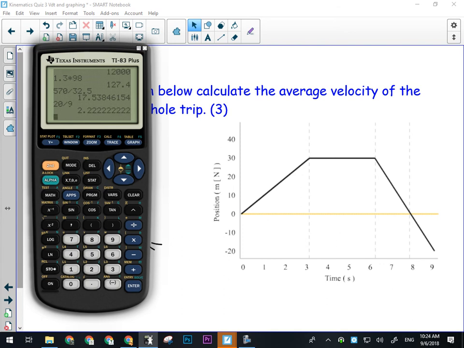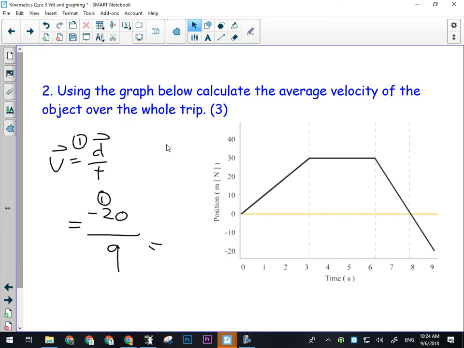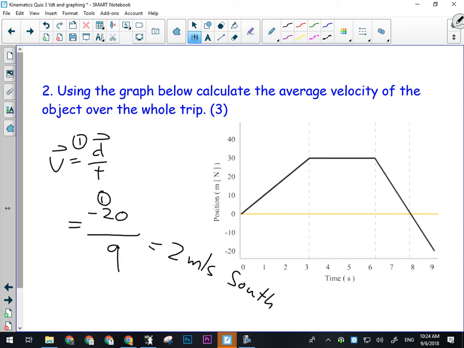Our average velocity over the whole trip has only one significant figure, because on this graph there's only one digit on the x-axis. So we are going to have -2. Actually, sorry, not -2. We're going to have 2 meters per second south. How did I know it was south? It says north on the graph.